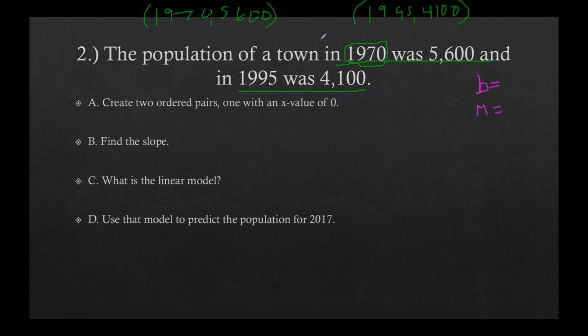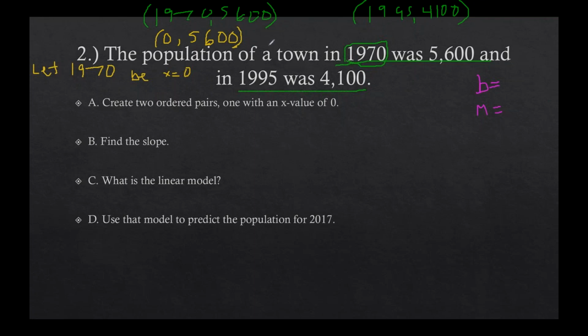And right now, the smallest X I have is 1970. So what we're going to do, and this is totally legal, like I don't just make stuff up, is we're going to say, okay, let's let 1970 be X equals 0. Because 1970 is my oldest year, my earliest year, so that's my starting point. And our y-intercept is our starting point. So I can change this ordered pair to become 0, 5,600. Because in that first year that we care about, 1970, the population was 5,600.